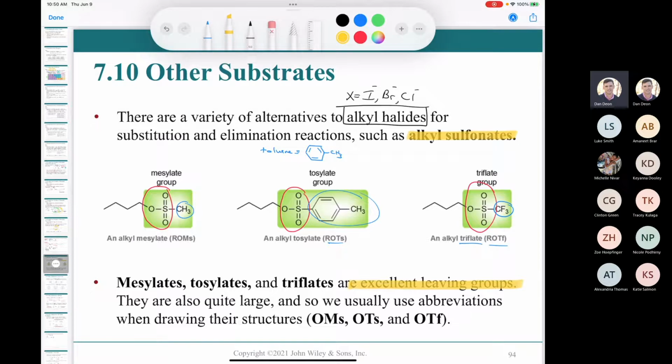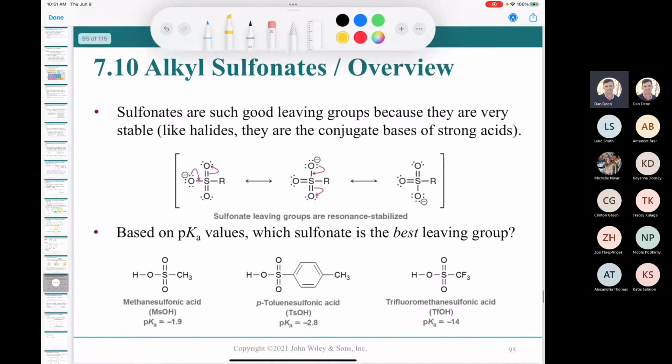Now, what was the criterion we had for a good leaving group? It had to be the conjugate base of a strong acid. If you draw the conjugate acid of a mesylate, a tosylate, and a triflate, you'll see that they're all strong acids. Why are they good leaving groups? Because after they leave, they form a resonance stabilized anion. You could draw the resonance structures for any one of their conjugate bases.